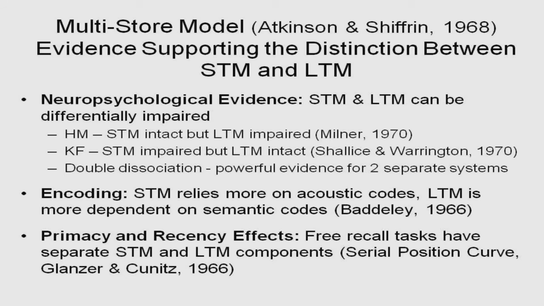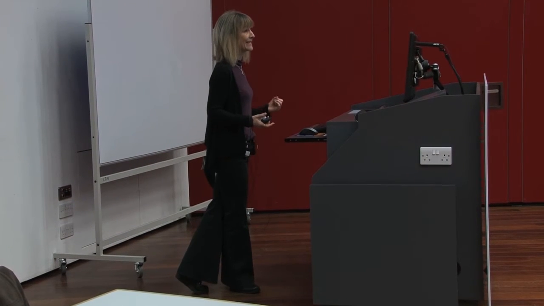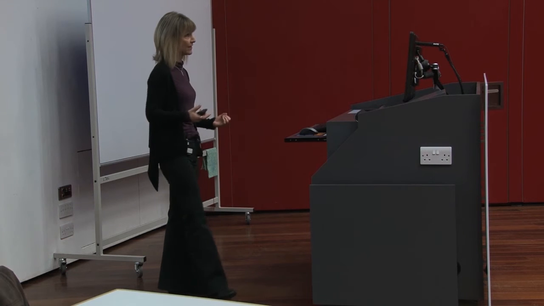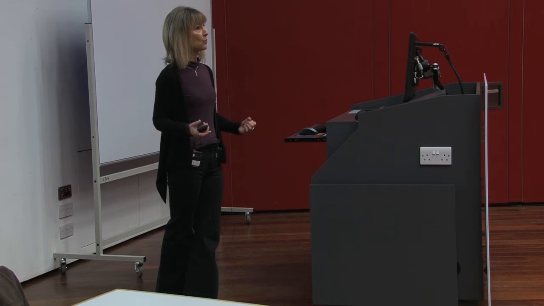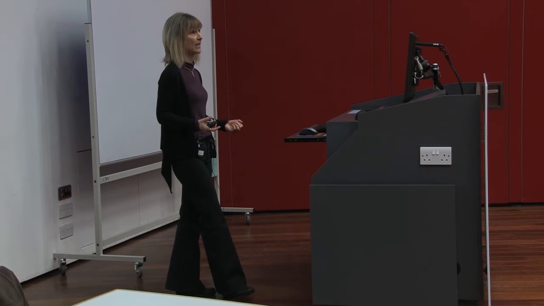Adding weight to this argument is another brain-damaged patient, KF, who was presented by Shallice and Warrington. Now, KF had the opposing memory deficit. KF was in a motorcycle accident, and he had a short-term memory impairment, but his long-term memory remained intact. So you've got these two contrasting deficits in both these patients, and what they constitute is what we call in psychology a double dissociation. A double dissociation is quite powerful evidence that two mechanisms are operating independently, because you can damage one but not the other, and it's like a converse.